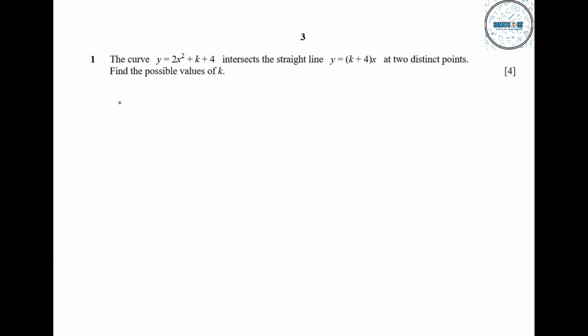Question number 1. The curve y is equal to 2x squared plus k plus 4 intersects the straight line y is equal to k plus 4x at two distinct points. Find the possible values of k. If the curve intersects a line at two distinct points, it means that b square minus 4ac is greater than 0.